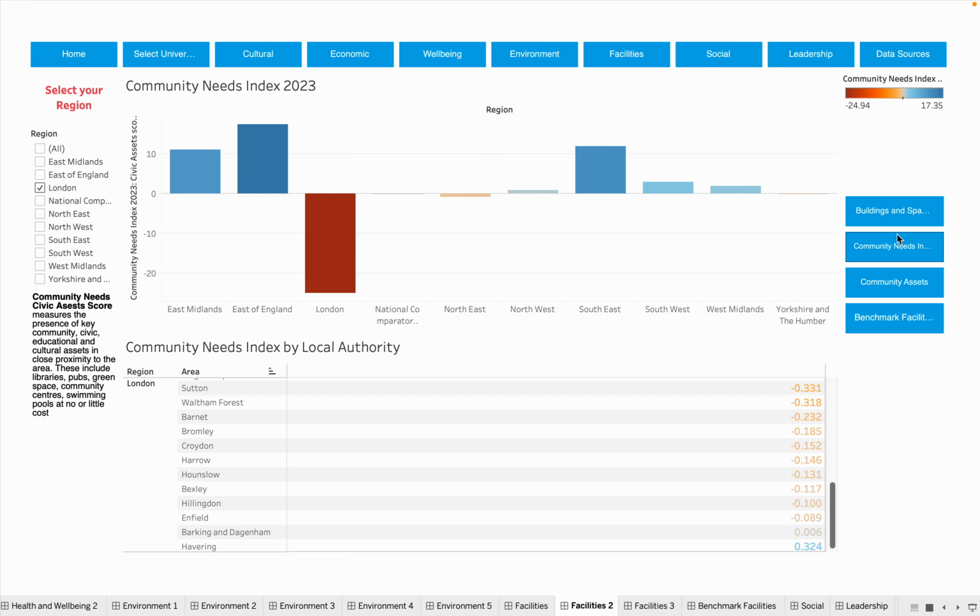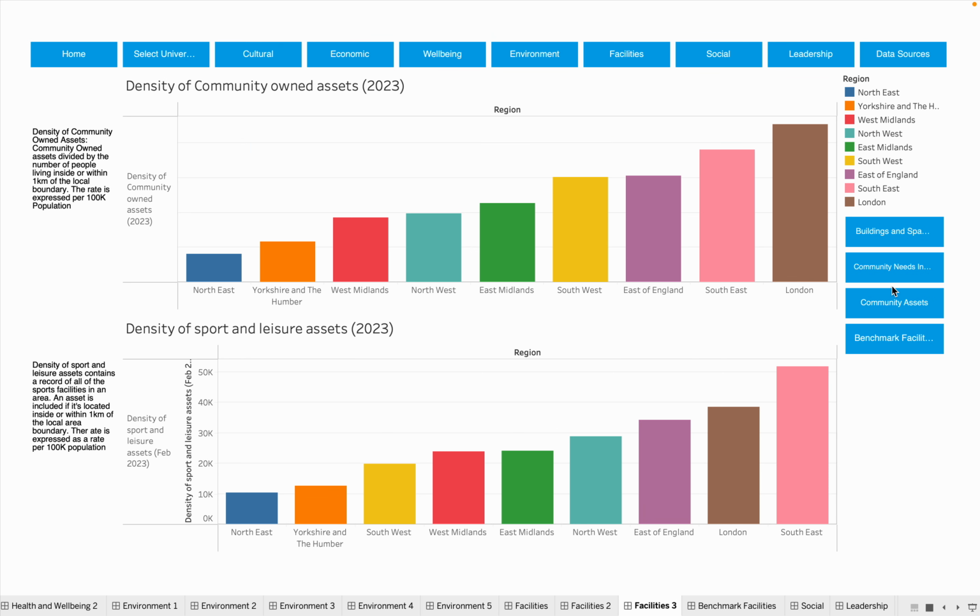Okay, what's next here? Community assets. So what we're looking at here is density of community-owned assets and density of sports and leisure assets. Again, the date we're looking at is 2023. You can see the explanation of these metrics. And when it comes to density of community-owned assets, London is doing great, and the next one is southeast. And for sports and leisure, it's southeast, followed by London for 2023.